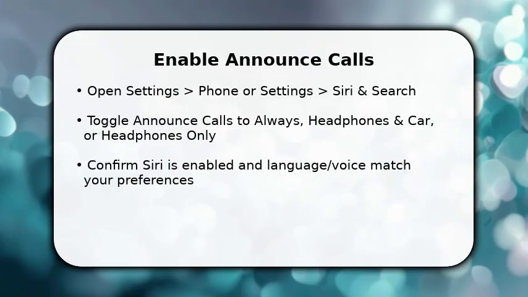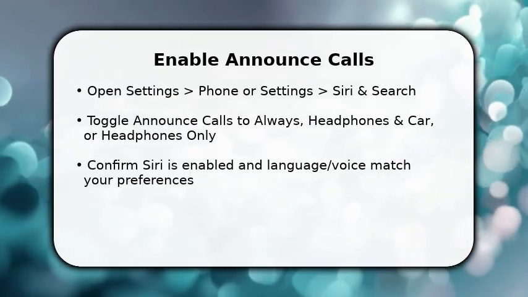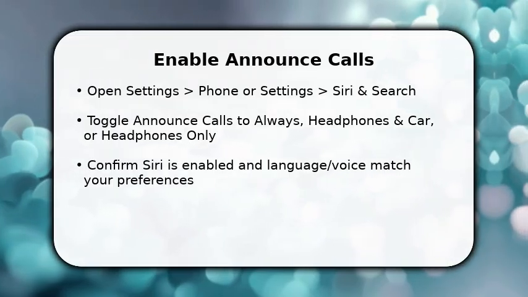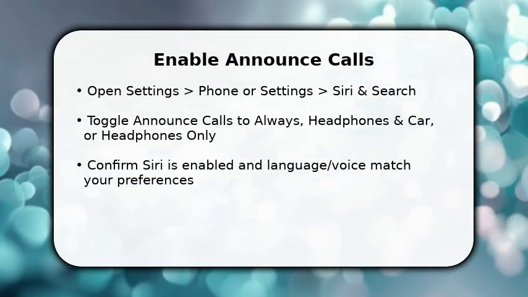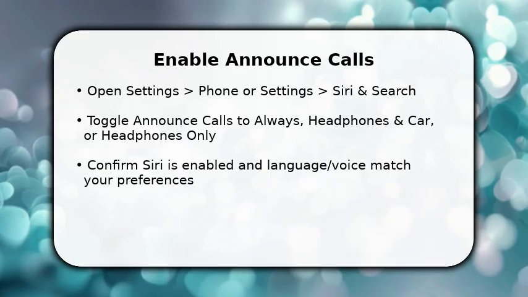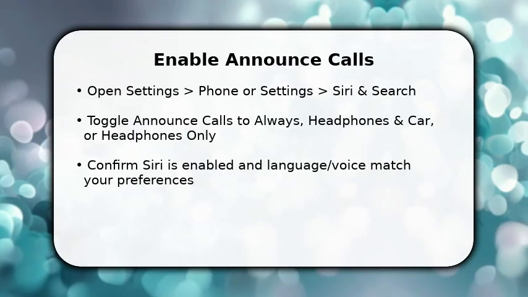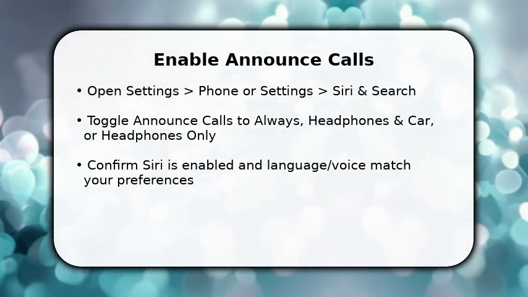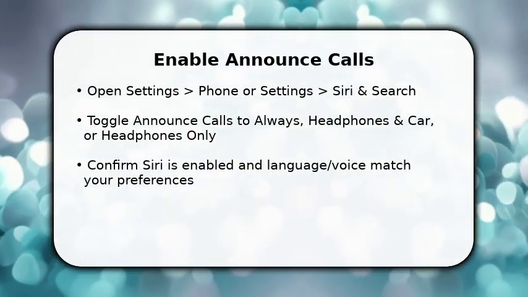You'll start by turning on Announce Calls so your iPhone can speak names. Open Settings and go to Phone or Siri and Search, then find Announce Calls. Turn it to the option that fits how you use the phone: Always, if you want spoken names without touching the device, or Headphones and Car, if you only need it during drives or with earbuds. This enables the system voice to read caller ID, which is required before any contact name announcements will occur.